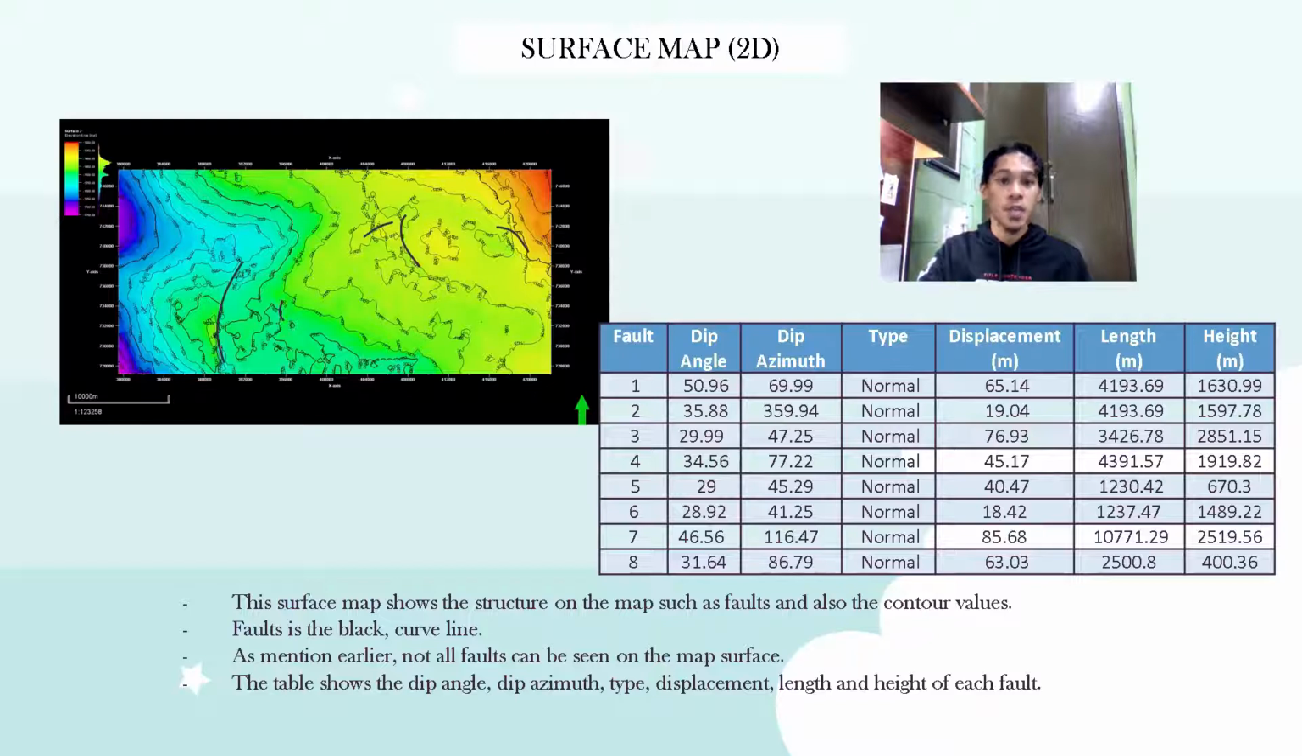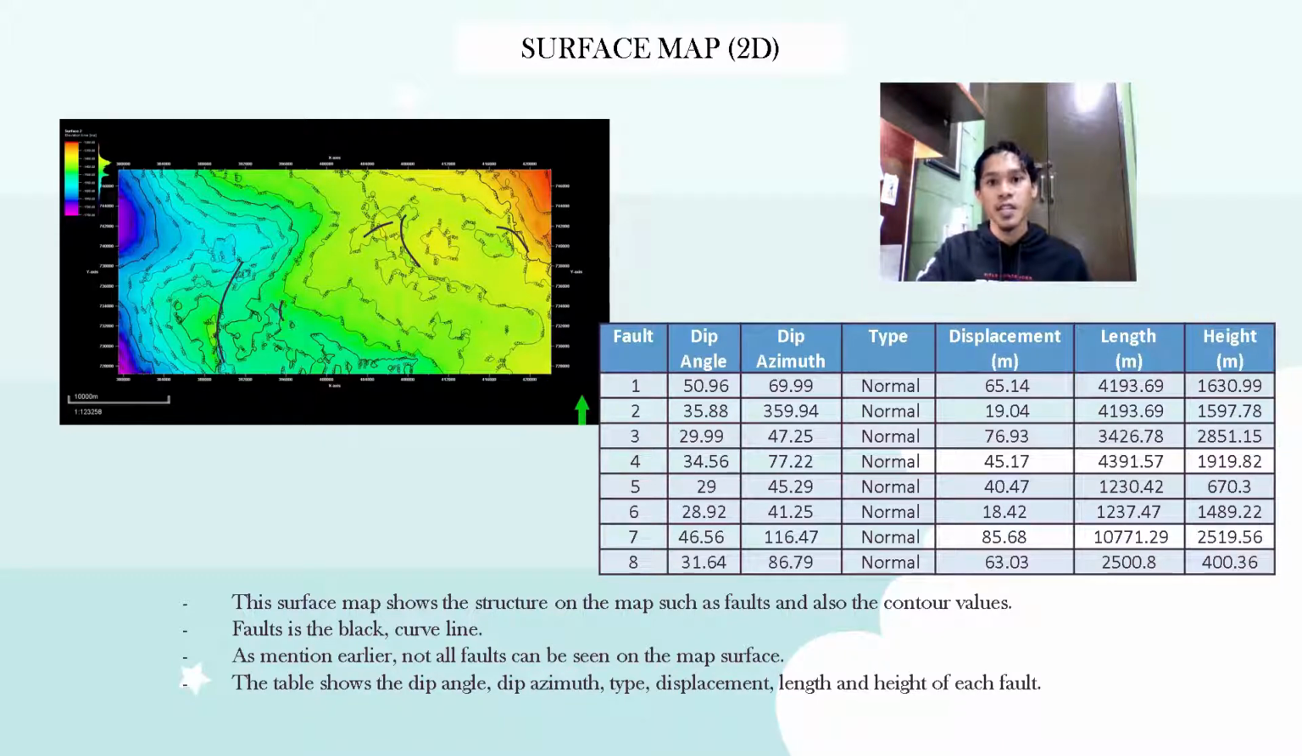Then we go to the surface map, which is in 3D. This surface map shows the structure on the map, such as faults and also the contour values. On the map also, we can see the faults, which are the black and curved lines. There are about 5 faults we can see on the map.